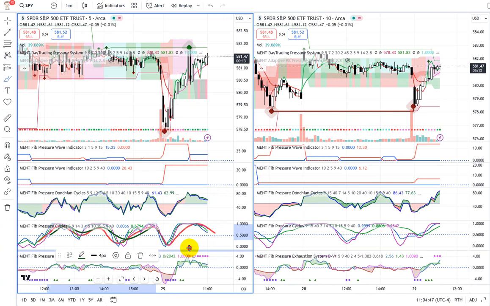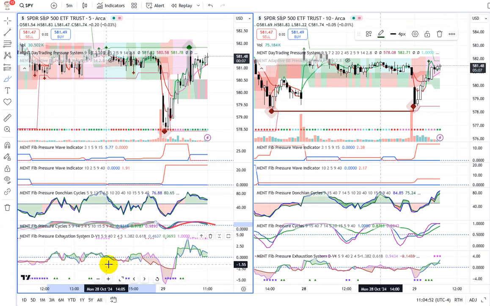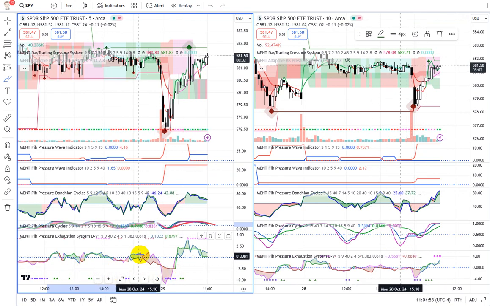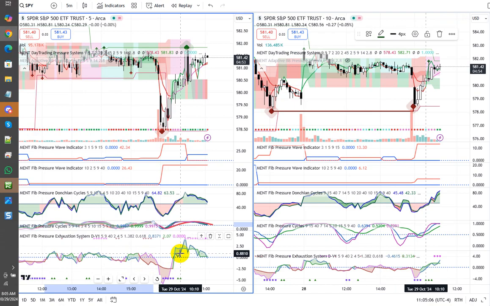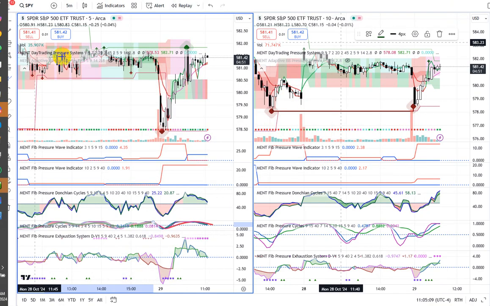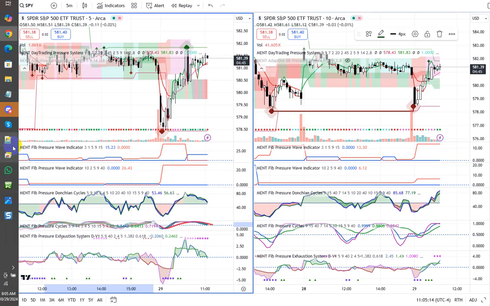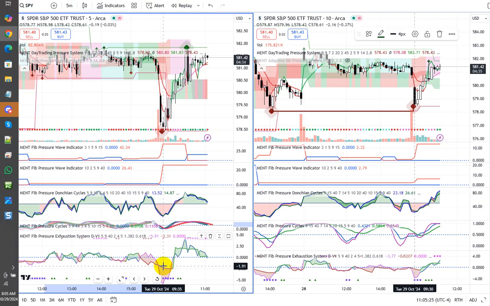Now, the pressure is the key indicator for all of this. Let me move this out of the way. The pressure system is the key indicator for all of this. And what happens is you basically have two lines with this. You have the purple and the blue line, and then the green and the red line. See how this red line and green line here move? And then you have the pink and blue. So the pink and blue acts as the pressure line. And then the red and the green act as the accumulated pressure line.